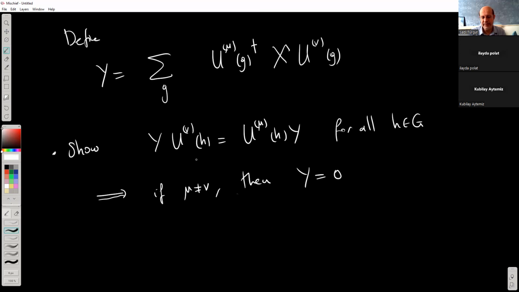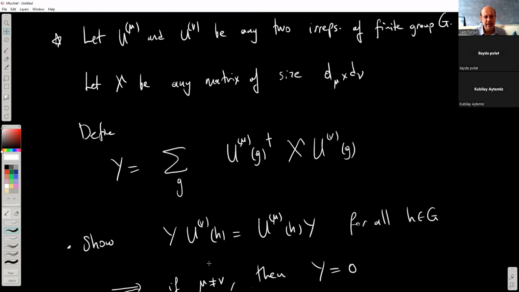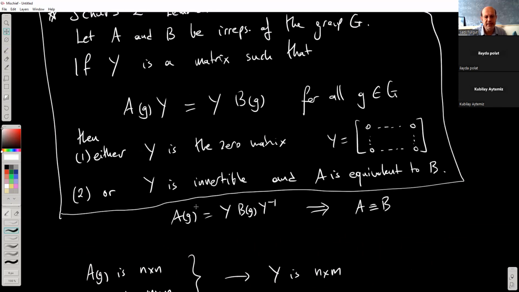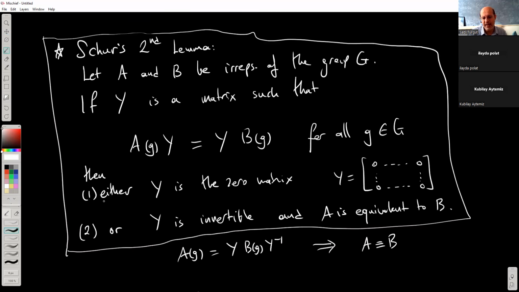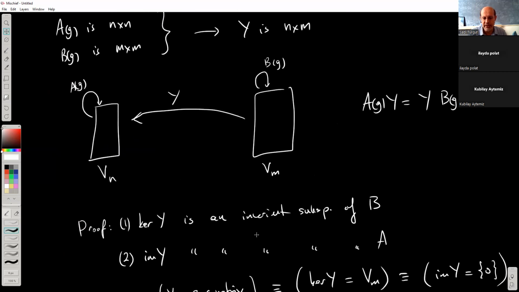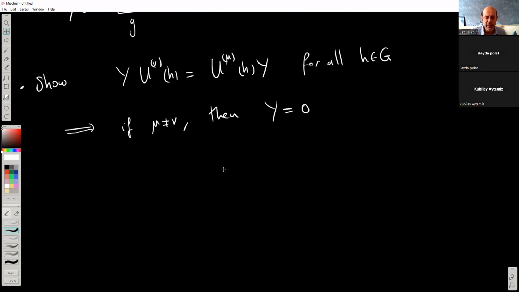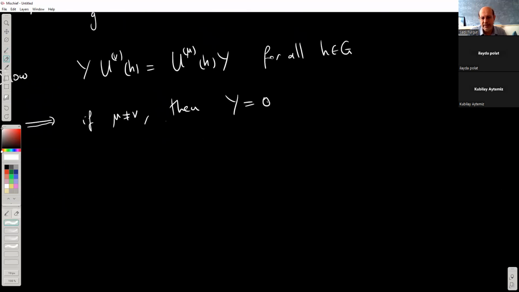Because in Schur's second lemma, let's just come back to this, there are two conclusions. Either y is equal to 0 or it is invertible. And if it is invertible, then these two representations have to be equivalent. If they are not equivalent, then 0 is the only choice in here. So let's say that this is the 0 matrix.